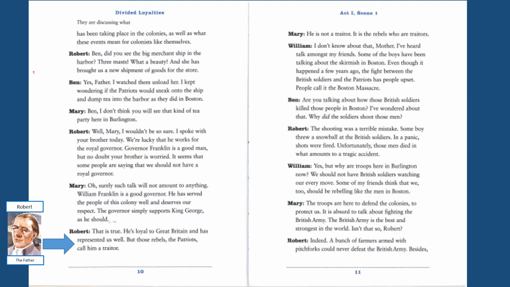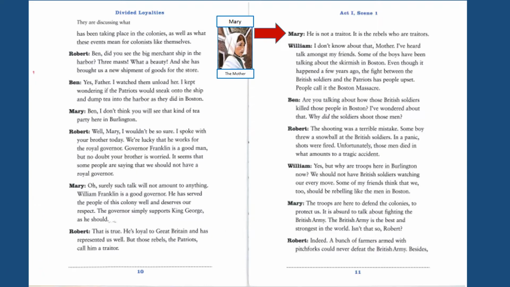That's true. He's loyal to Great Britain and has represented us well. But those rebels, the patriots, call him a traitor. He is not a traitor. It is the rebels who are traitors.